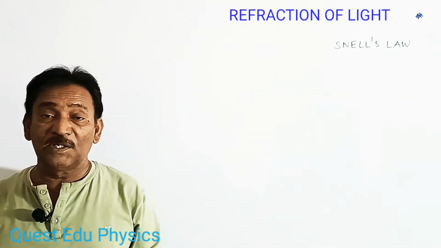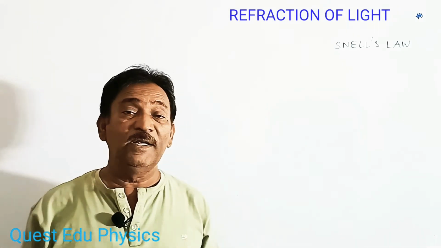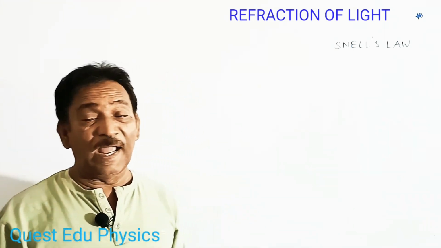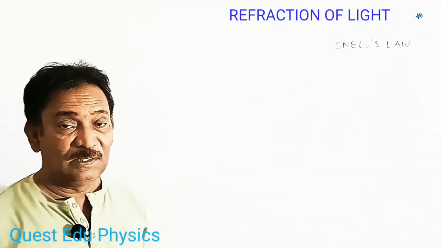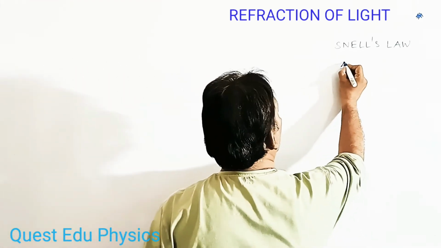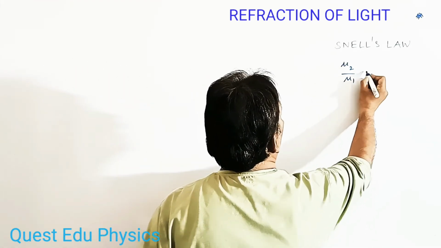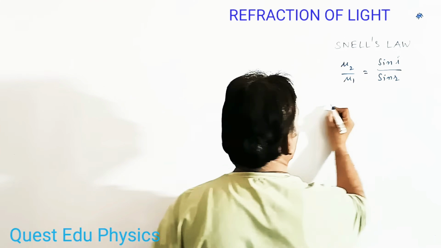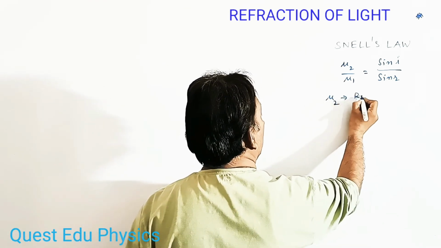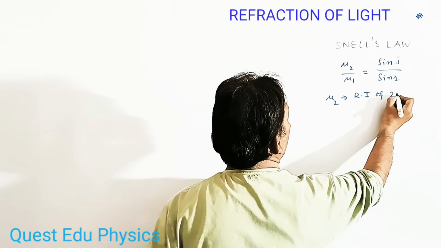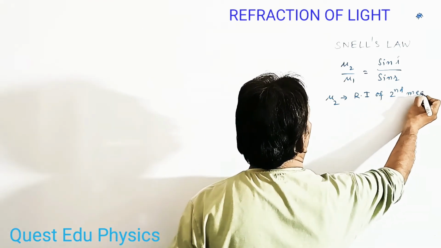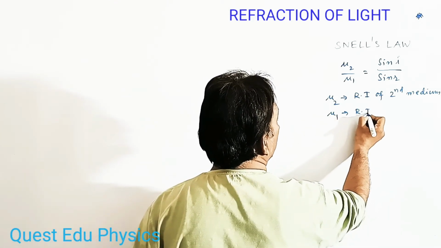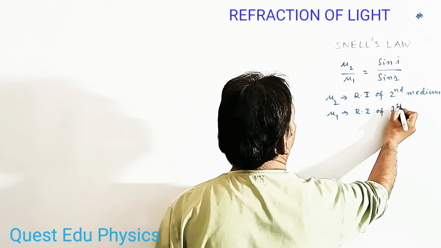Students, let's talk about the applications of Snell's law. According to Snell's law, the ratio of the sine of the angle of incidence to the sine of the angle of refraction always remains constant. So you can write mu 2 upon mu 1 is equal to sin i by sin r. Here, mu 2 is the refractive index of the second medium, students. You have to remember these things. Mu 1 is the refractive index of the first medium.